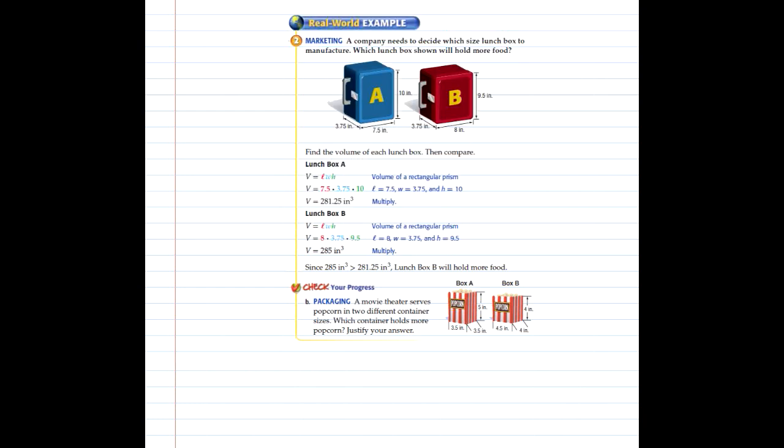The company needs to decide which size lunchbox to manufacture. Which lunchbox shown will hold more food? Well, here we have length of 7.5, width of 3.75, and a height of 10. Box B has 8 as a width, 3.75 as a length, and 9.5 as a height. If we use the formula length times width times height for both of those, we find that the blue box, box A, has a volume of 281.25 cubic inches. The red box on the right has a volume of 285 cubic inches, therefore it will hold more food.